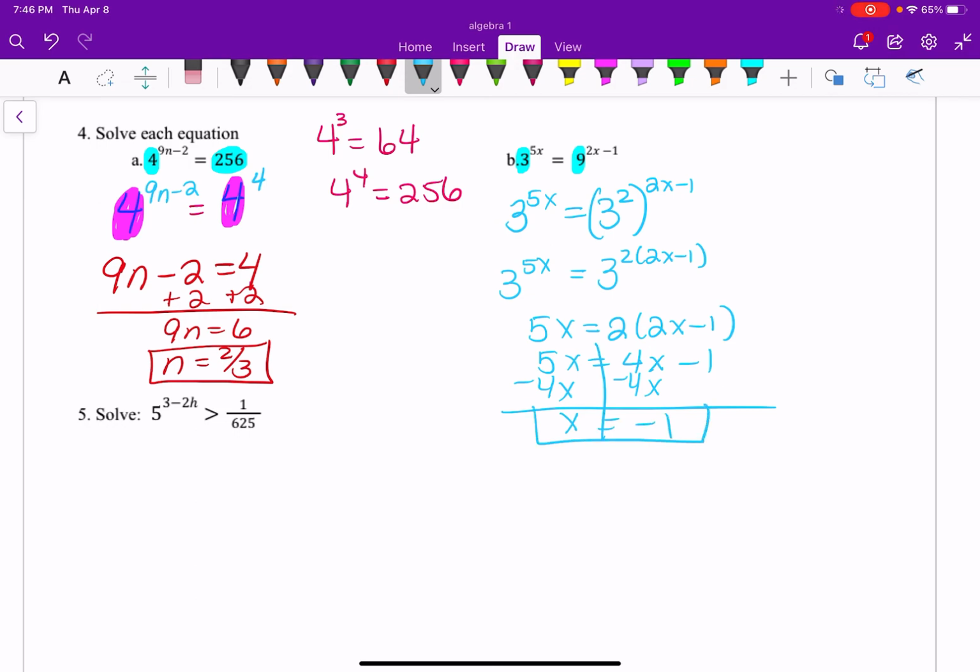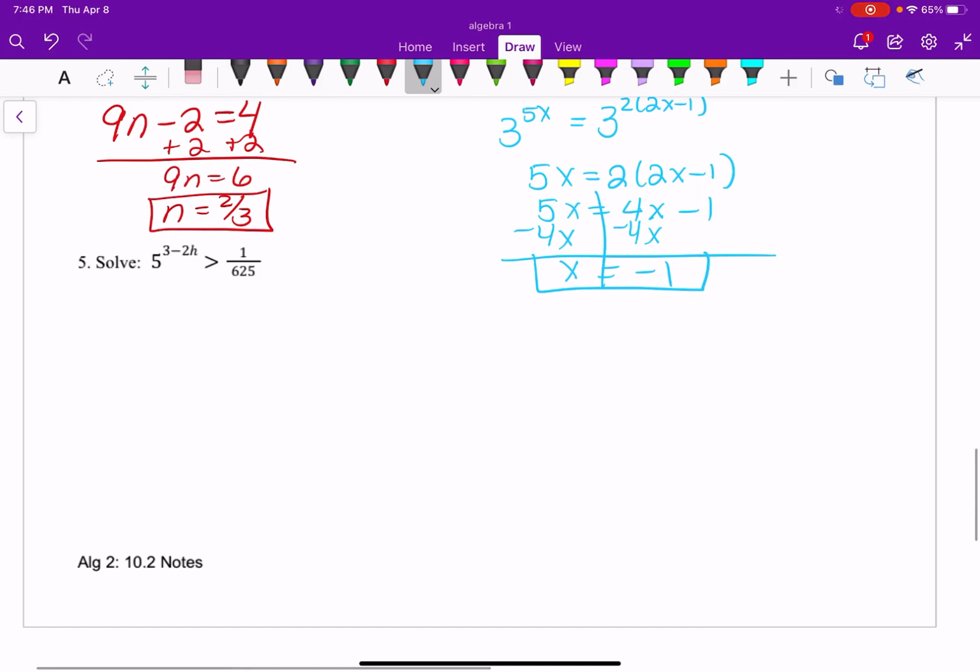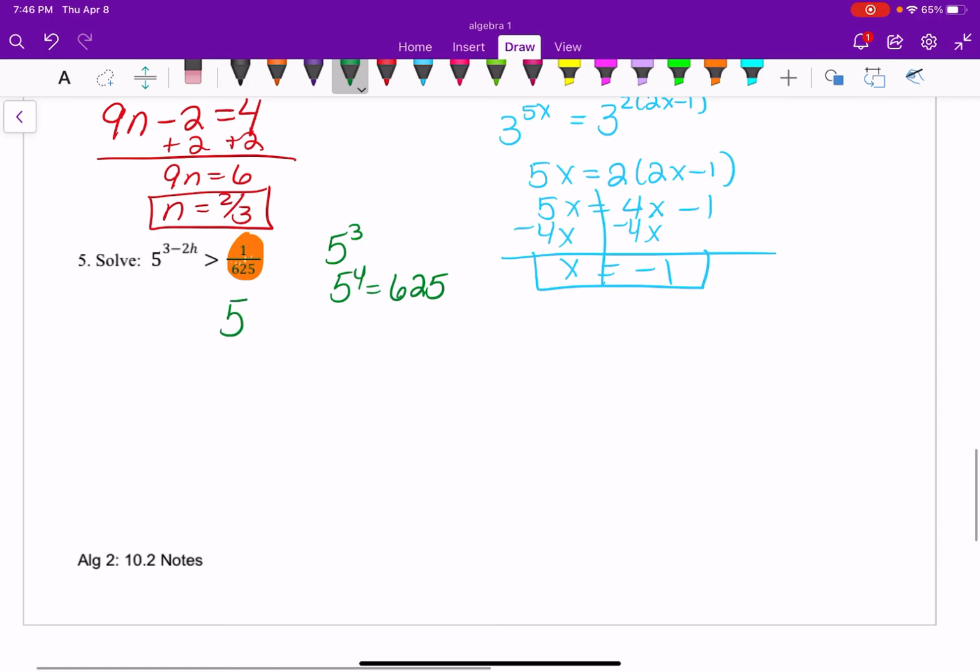Okay? Let's do this one inequality. Now this one you got to be careful of. There is a way to make 1 over 625 have a base of 5. We need that 625 to come out of the denominator, which means I'm going to have a negative exponent. So again, I get my calculator out and I just start testing. I know what 5 to the third is, and then I try 5 to the fourth, and 5 to the fourth is 625. So if I want 1 over 625, that would be 5 to the -4th. You got to remember your rules about, whoops, this is a greater than. Sorry. You got to remember your rules about exponents.